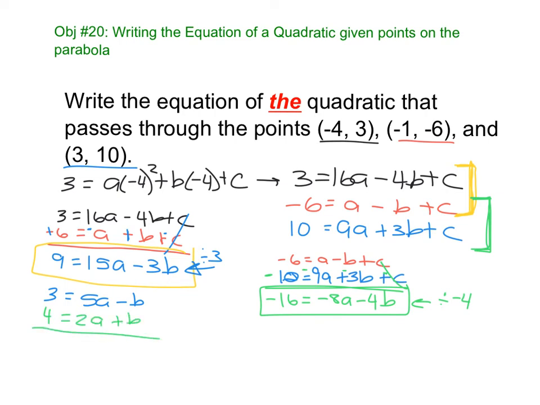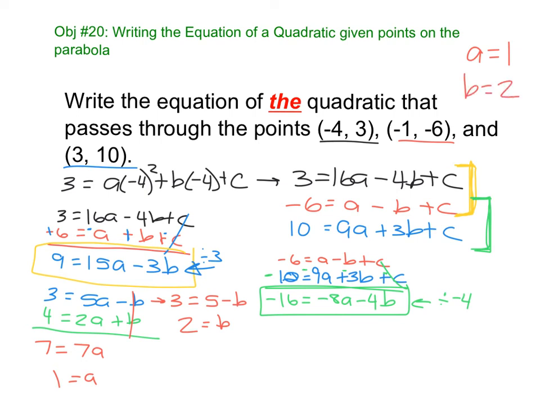Now if I put those together, that gives me 7 equals 7a. My b's cancel. So I just figured out that a equals 1. I'm going to write that up top. A equals 1. Now I'm going to go back to one of these 2 equations. I'm going to do blue because it looks easier. 3 equals 5 minus b. So that means b is 2. All right, so I got b is 2.